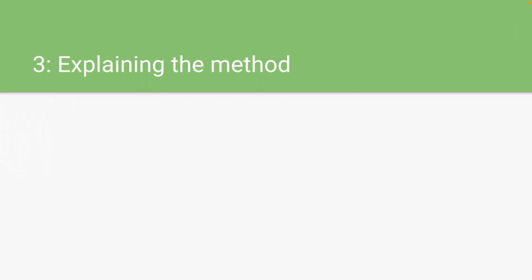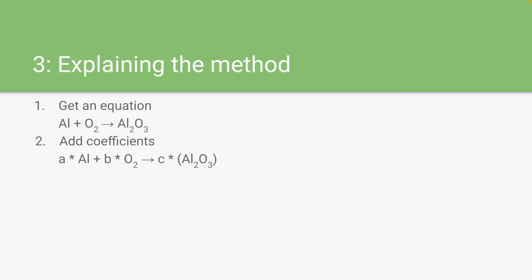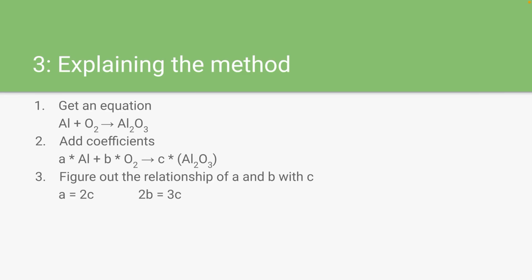So here is the explaining of the method, the actual part. First you get an equation, for example, aluminium plus oxygen makes aluminium oxide. Then you add coefficients, which are the little numbers. So you get A times Al, plus B times O2 creates C times Al2O3. I've put brackets there to make it a bit easier to understand. And you figure out the relationship of A and B with C. You're just trying to relate the left side to the right side.